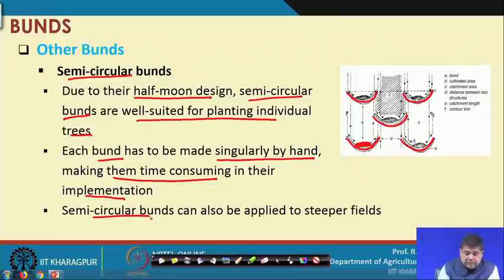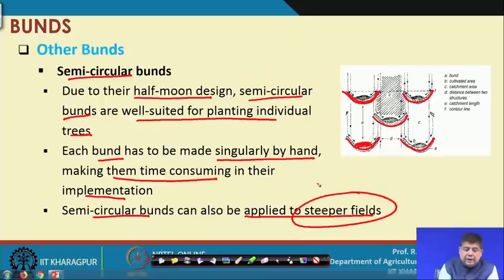And semicircular bunds can also be applied to steeper slopes, because they have their own catchment and a typical shape, which can store water behind the bund. So, even on steeper slopes they can be preferred as compared to the contour or graded bunds which we have seen earlier.